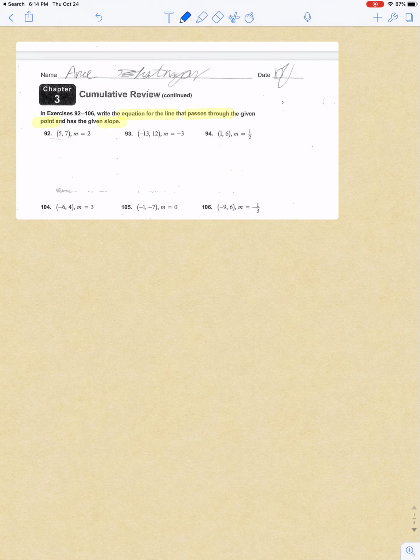we are given a point, problem number 92, point is 5, 7, and m, which is the same thing as slope, equals 2. That's what we are looking for, right? Now, let's do a quick review of what slope is and how do you find this. It's a very easy problem once you learn it.